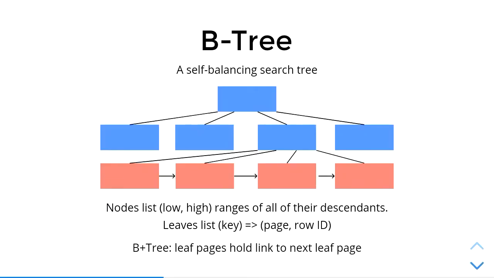There's another variant called a B+ tree where each of the leaf nodes actually has a pointer onto the next one, so that if you want to scan from one page to the next, you don't have to climb back up the tree and back down again. You can just keep going.